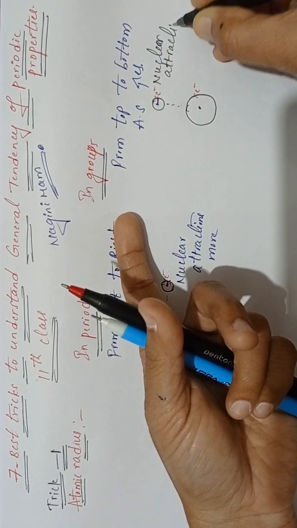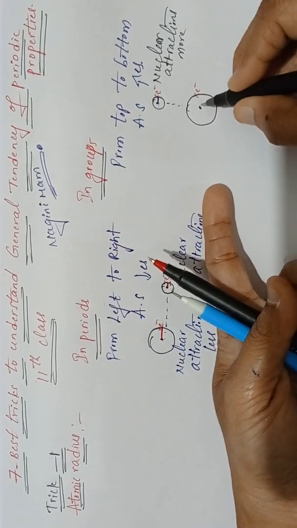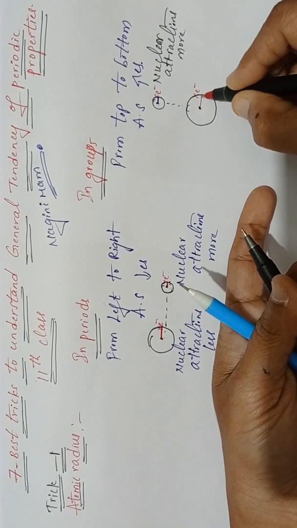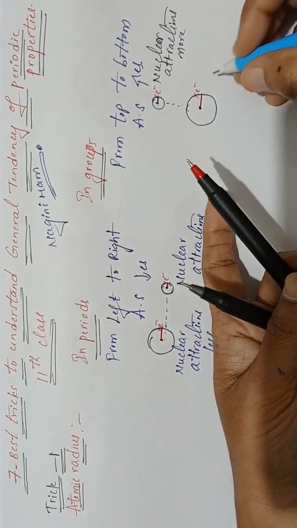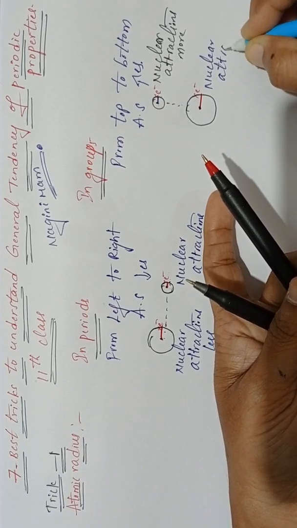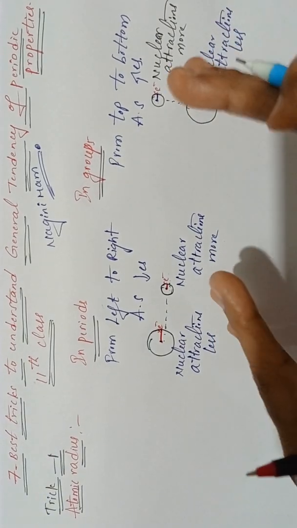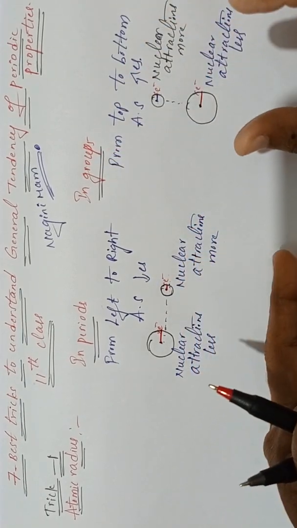Now in the case of the bigger size atom, what happens, students? Here the distance between the nucleus and the valence electron is more, so nuclear attractions are less. Just remember this point, students, and you can easily understand any type of periodic properties.